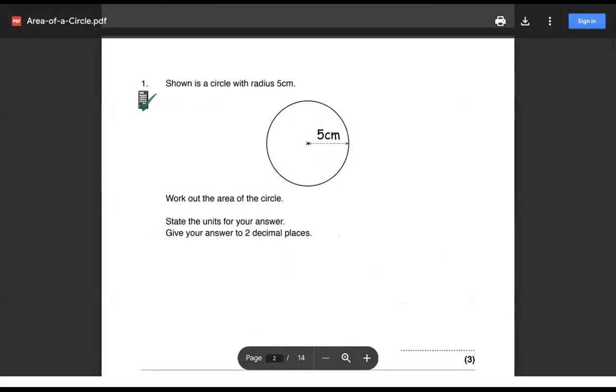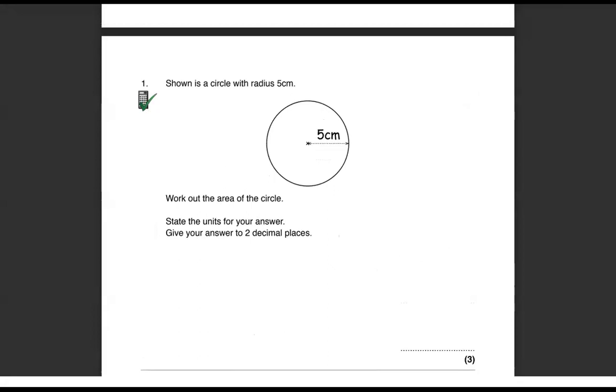Yes, can you try this one? Find the area of this circle. Five squared is 25, so 25 pi. Work it out on the calculator to 2 decimal places. 78.54. You're very right. So that is straightforward for you, if I'm not mistaken.